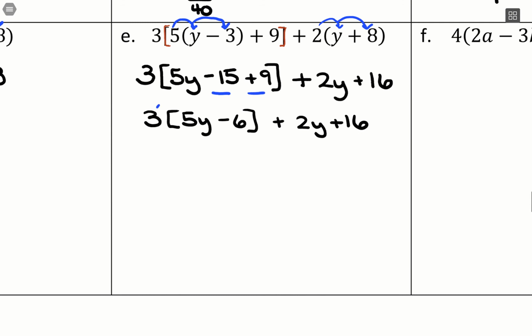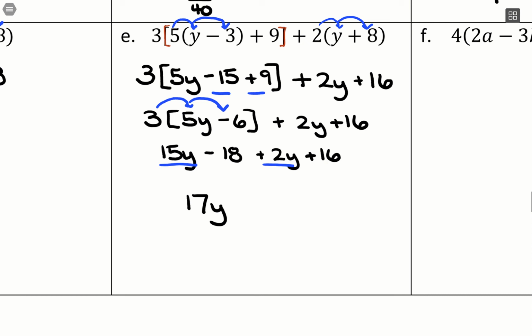So then what we'll do is distribute the 3. So 3 times 5y, 3 times -6, plus 2y plus 16. And now that the parentheses are gone, we can start combining like terms. So we have this 15y plus 2y that we could combine. So that'll make 17y. Then we have this -18 plus 16, and that'll be a -2. And then that's stuck. There's nothing else to simplify. That would be our final solution.